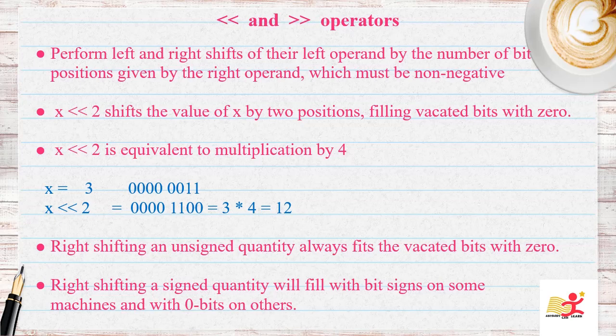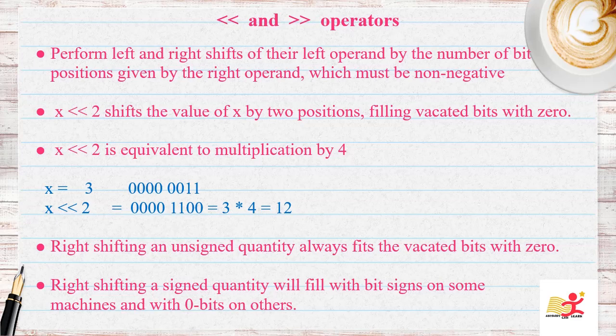Suppose you have x equal to 3, which is denoted by 00000011 in binary. If you shift it by 2 bits towards the left, you get the answer as 00001100, which is 12. That is, 3 multiplied by 4 gives you 12, and when you left shift 3 by 2 bits, you get the same answer.